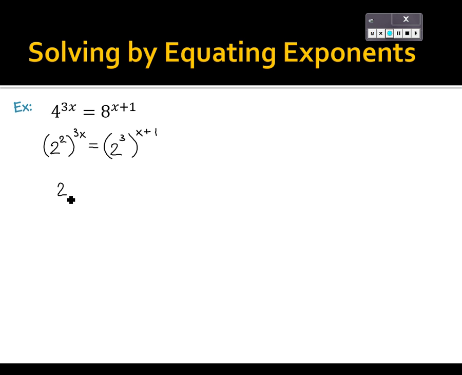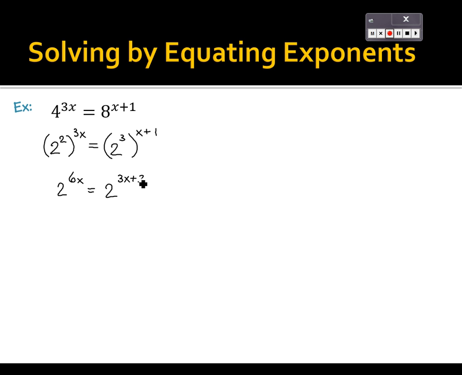2 to the... Who's going to help me out here? What do we have as the power on the left side? Was it 2 to the what? 6x. And over here we've got 2 to the 3x plus 3. Yes, good. And then now are we ready to make the big power play? We got 2 to the something equals 2 to the something again.